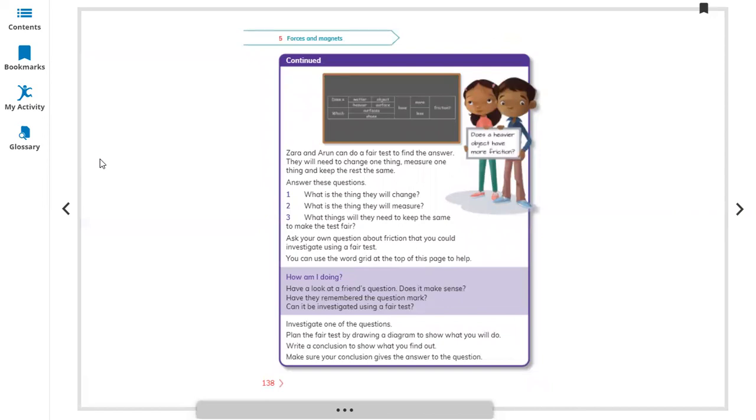Zara and Arun can do a fair test to find out the answer. They will need to change one thing, measure one thing, and keep the rest the same. Obviously, if you want to make a fair test, all other things should be similar, and only the one thing you're changing should be a little bit different. The others should be the same.